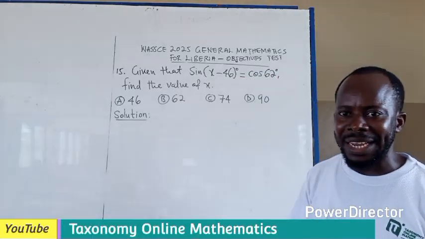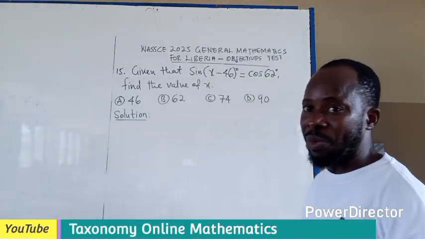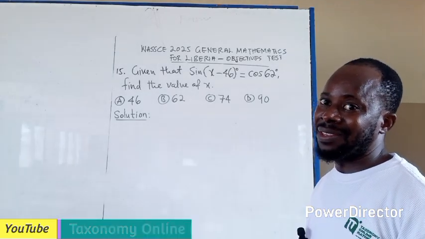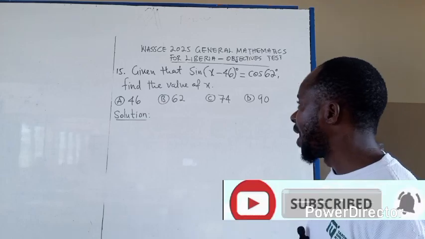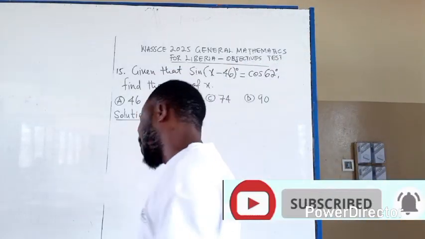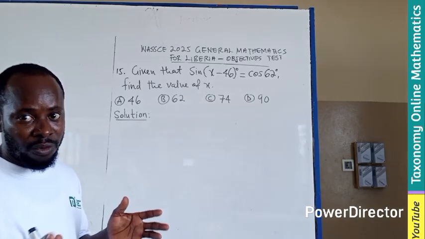Okay, welcome back again. Let's go to number 15. We are given that sine of (x minus 46 degrees) is the same as cos 62 degrees. We have to find the value of x. We can solve this using the complementary angles of trigonometric ratios.